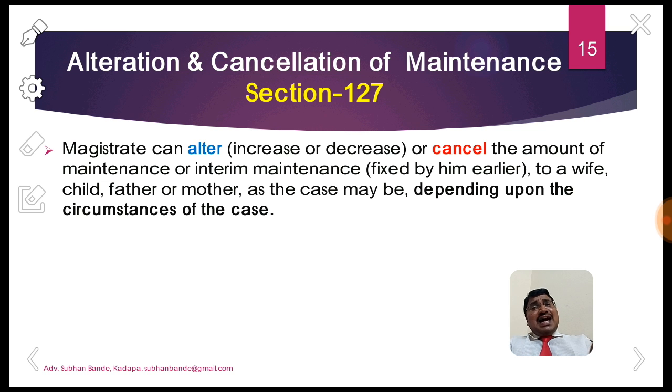Here, the magistrate has a power. He can alter, that means he can increase or decrease the maintenance or interim maintenance. He can cancel the amount of interim maintenance or maintenance to the wife, children or parents, depending upon the circumstances of the case. It is specified under section 127.